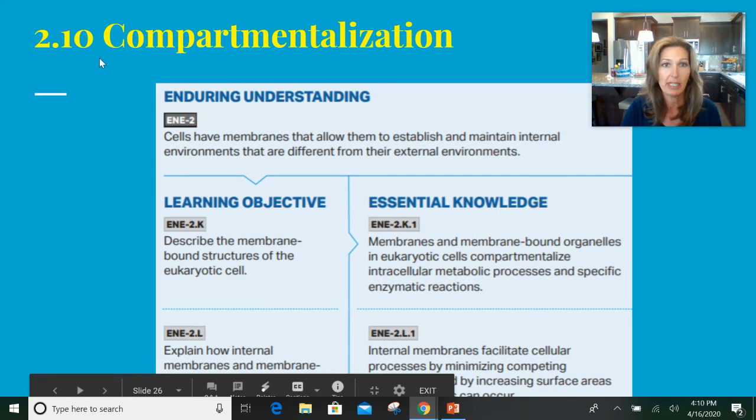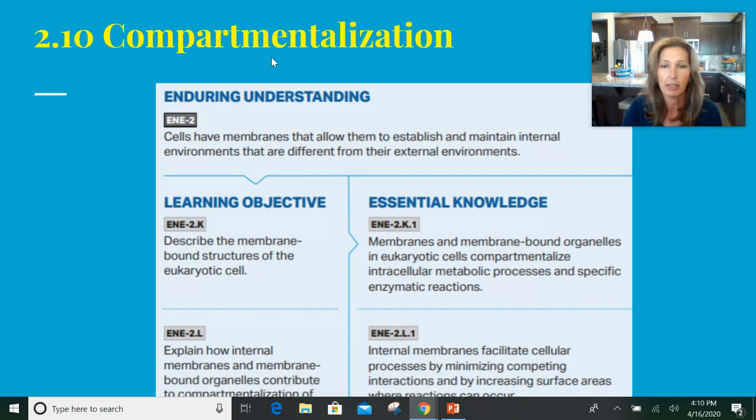Concept 2.10 is understanding compartmentalization. So we talk about cells and the fact that we have all of these different compartments for doing different jobs. When we talk about organelles in eukaryote cells, we reference them as being membrane-bound structures. Now do remember that ribosomes are not membrane-bound structures. These are subunits that perform part of protein synthesis as far as translation is concerned.